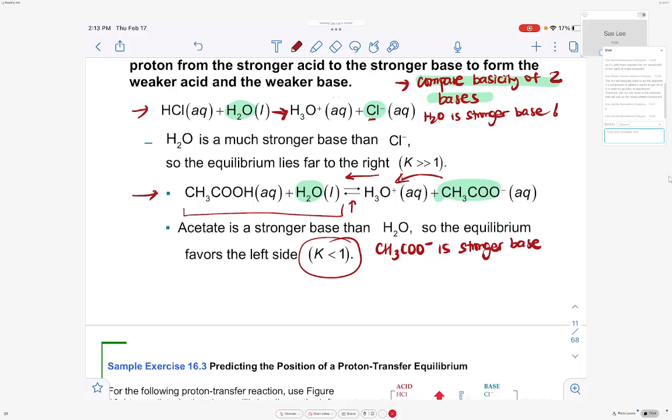Okay, so this is an example where equilibrium favors the left side, favors the reactant side. The previous one is an example where the equilibrium lies to the right, where equilibrium favors the product.